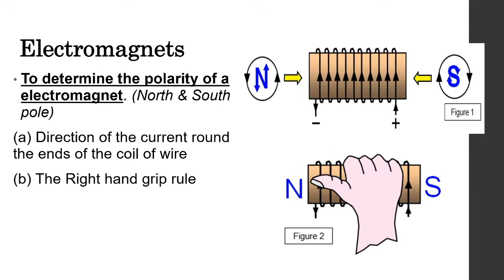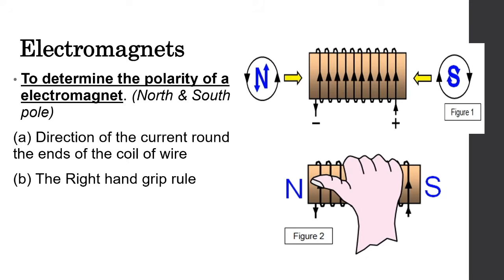With electromagnets, we need to be able to determine the polarity of an electromagnet. This means determining which side of our electromagnet will represent the south pole and which side will represent the north pole. Now, the first thing we need to have a look at is the direction of the current round the ends of the coiled wire.